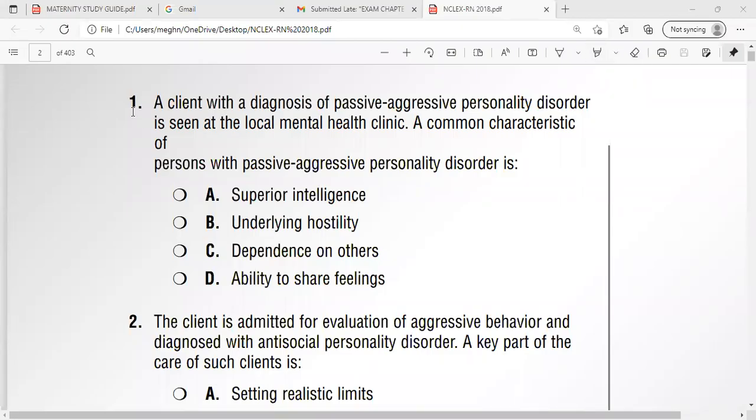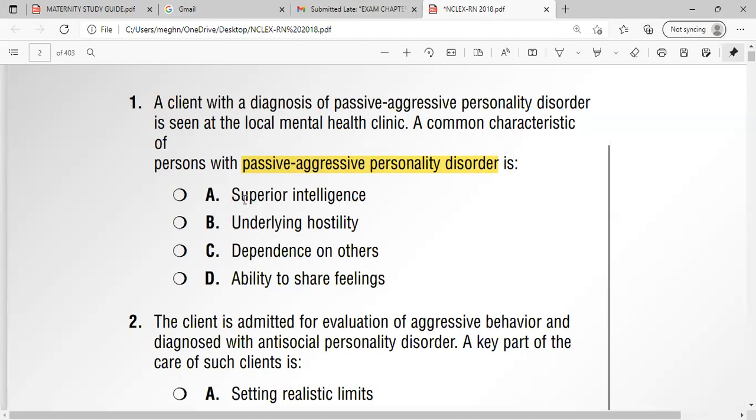So question number 1: a client with a diagnosis of passive aggressive personality disorder is seen at the local mental health clinic. What are the common characteristics of a person with passive aggressive personality disorder? So this is the key point here. My patient is diagnosed with passive aggressive personality disorder. So which is the most common characteristic of passive aggressive personality disorder?